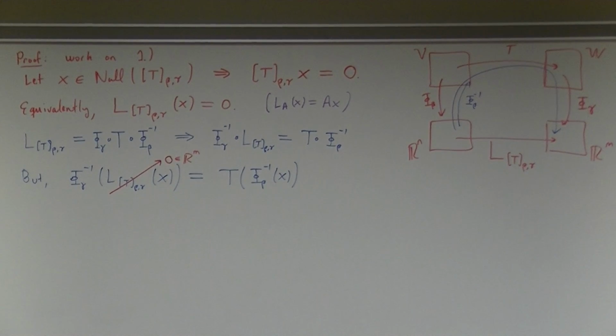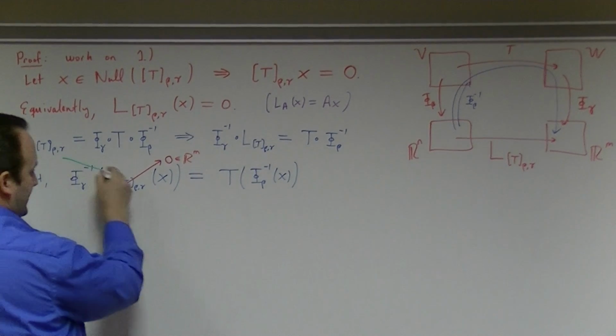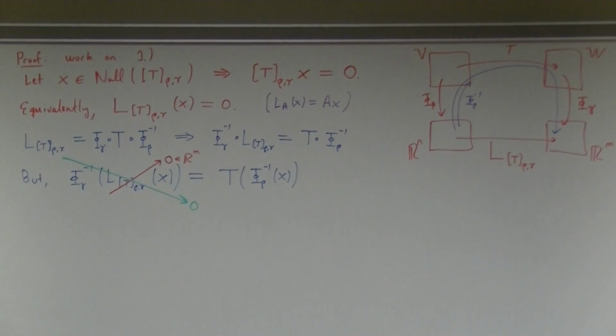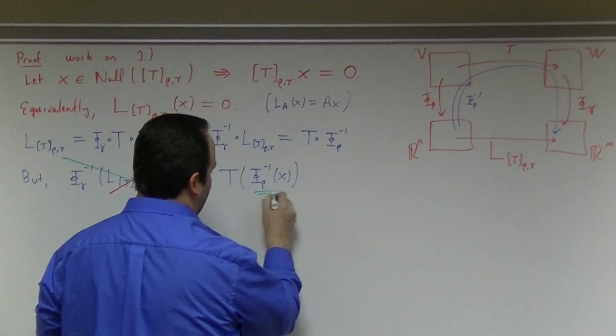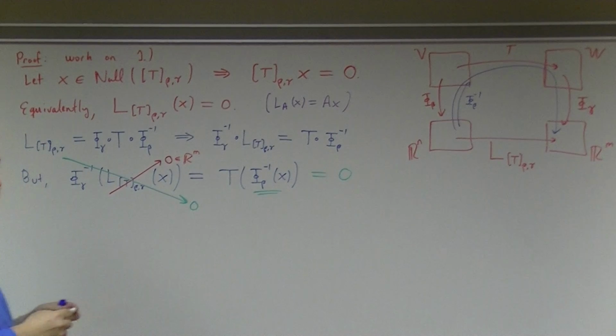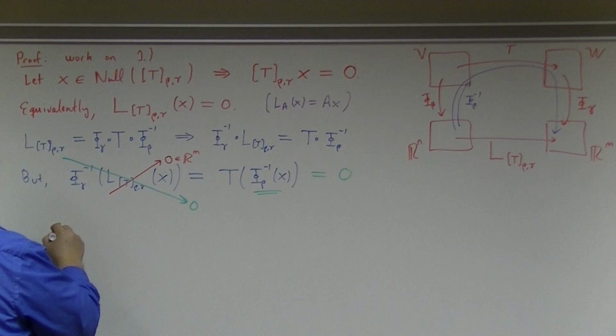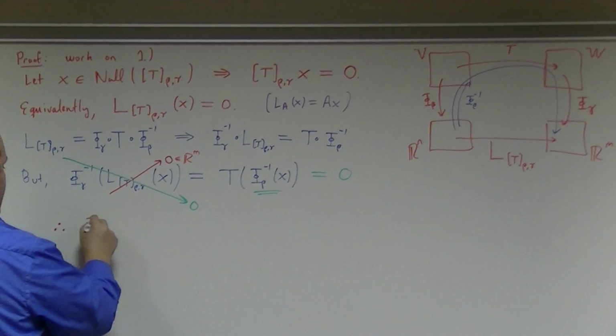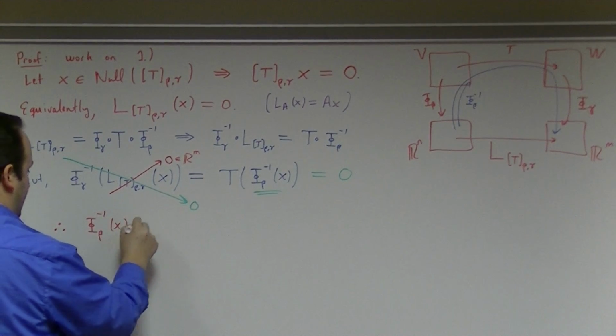You take an m by n matrix, multiply by an n-component vector, out pops an m-component vector. Now, this phi gamma inverse is a linear transformation. What's the image of 0 under a linear transformation? 0. Yeah. So we have this 0, right? What does that say about this element right here? So this is all equal to 0, right? Therefore what? It's part of the kernel. Therefore phi beta inverse of x is an element of the kernel of T.